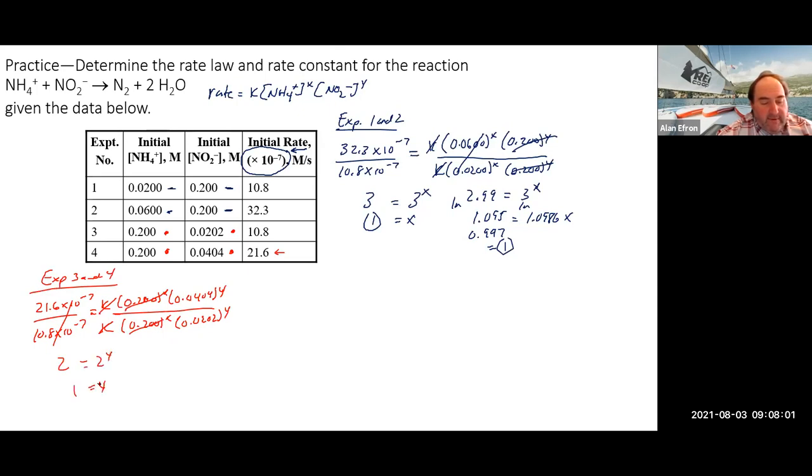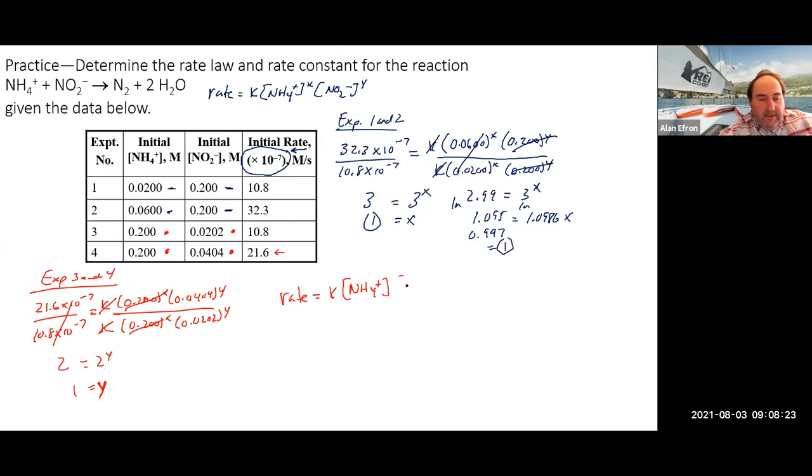Again, a very good reminder: maybe these aren't the best examples since they all came out the same, but they will not necessarily always come out to ones. That means in this case the completed rate law will be k times NH4 plus to the first.